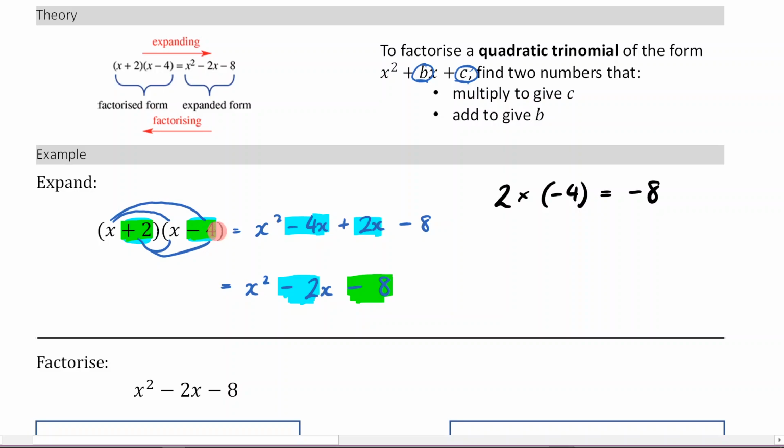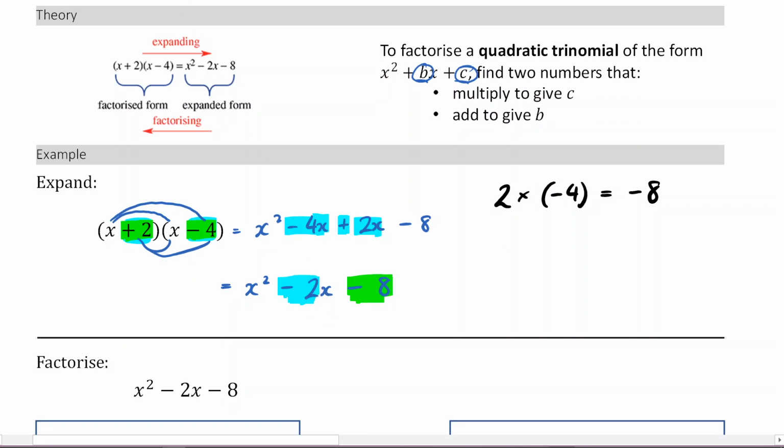And we really just added those together. As you can see here, we just added them together. So 2 plus negative 4 is equal to negative 2. That's where we got it from. We really just added together these 2 numbers there, and that became the coefficient of this middle term.